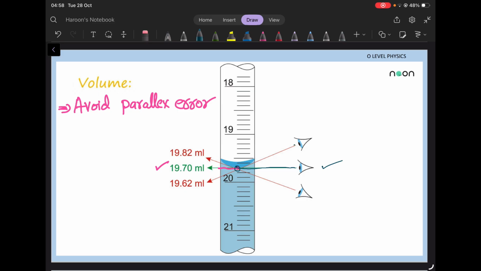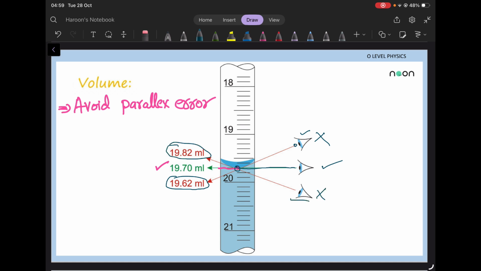If it is level with it, it will give me the correct answer. But if you look at it from a different angle, for example this angle, this gives me too low a reading. You can see this is smaller than the actual reading of 19.70. So this is inaccurate, incorrect. And if you look at this reading from this angle, it gives you too big an answer. So both these are parallax errors.